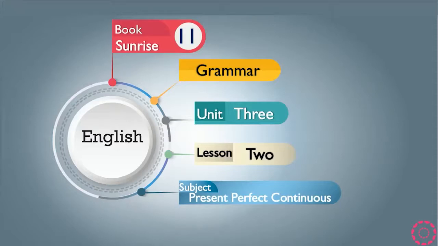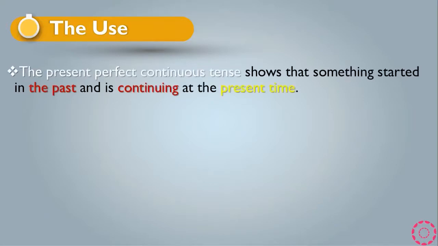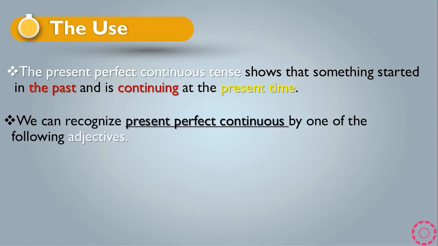So let's see what Present Perfect Continuous is. First of all, we have the use. The Present Perfect Continuous tense shows that something started in the past and is continuing at the present time. So it means that something happened in the past and still now it is continuing, or the action is still going.